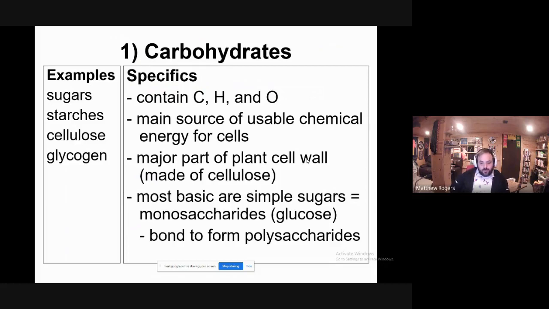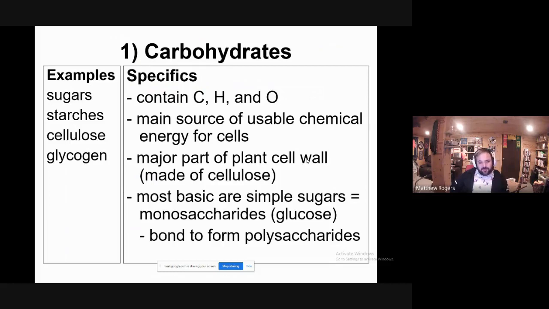So carbohydrates are the main source of usable chemical energy for cells. They can also be used for structure in some living things, mostly just plants. There are monosaccharides, disaccharides, and polysaccharides. Monosaccharides mean one sugar, disaccharides mean two sugars, polysaccharides mean many sugars. They always contain carbon, hydrogen, and oxygen in the basic formula of carbon water, CH2O, and how you go up: fructose is C5H10O5, glucose is C6H12O6, that type of thing.